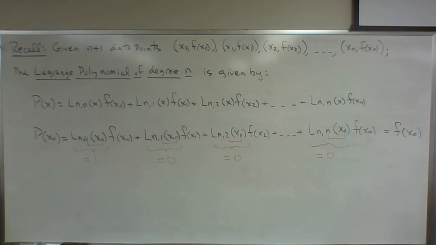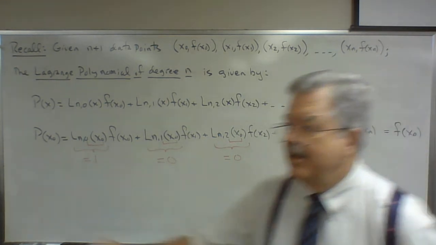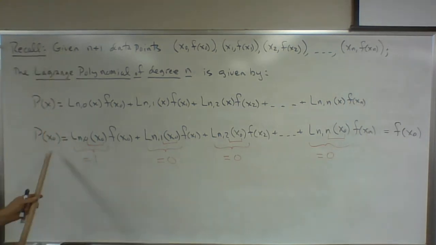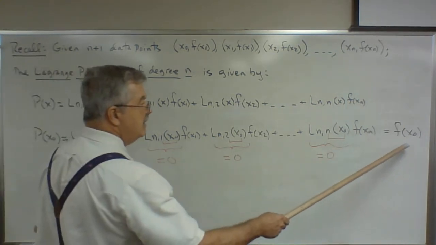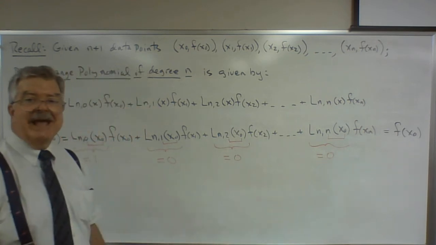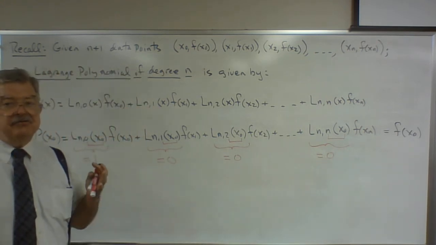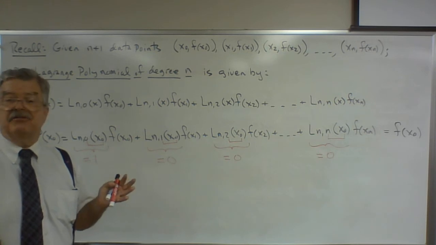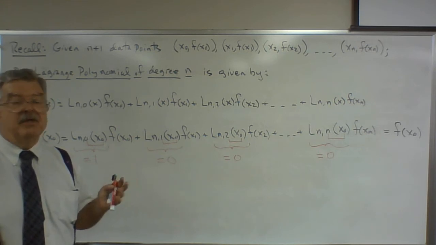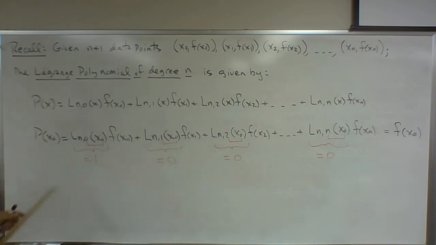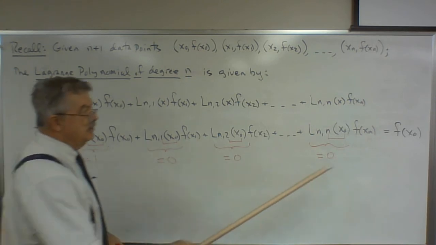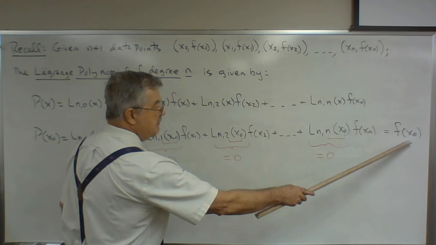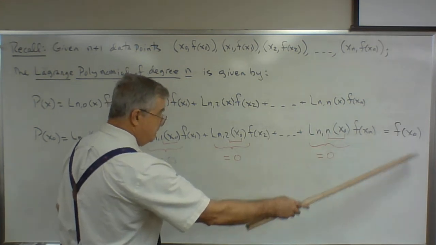So you know what? We have p evaluated at x0 equals f of x0, just like we want our approximating polynomial to do. We want our approximating polynomial evaluated at x of 0 to equal the y coordinate of the 0th data point, and it does.